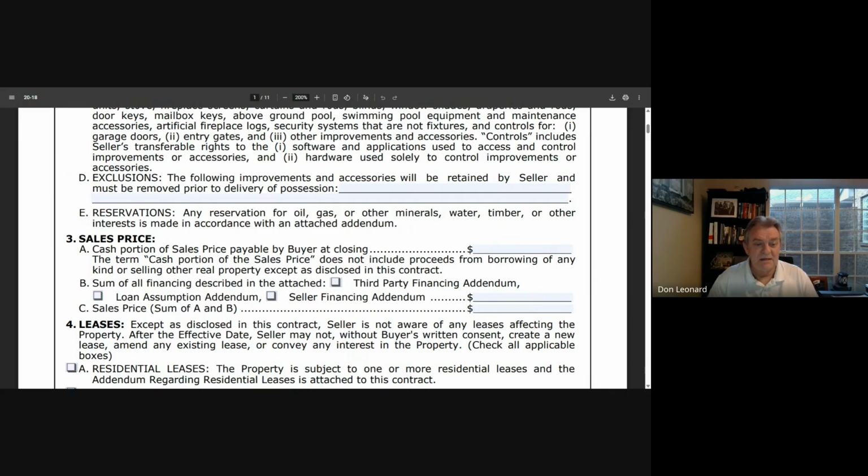And then the other part, selling other real property except as disclosed in this contract. The reason they added that in there is because some agents got the bright idea, and this happened mostly in 2021, first half of 2022, when there was so much competition for the few properties on the market for sale. Agents got the bright idea that if they left that contingency off and tried to stretch out the time on the third-party financing addendum to like 30 days or something like that, that would give their buyer the opportunity to try to get their existing home under contract.